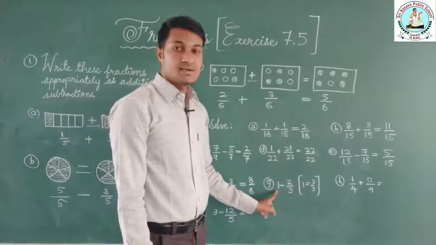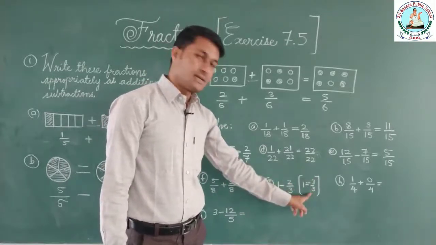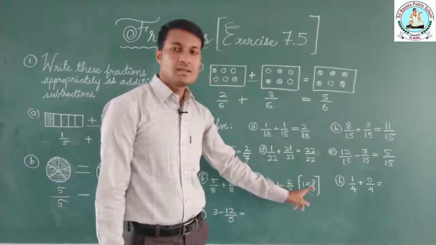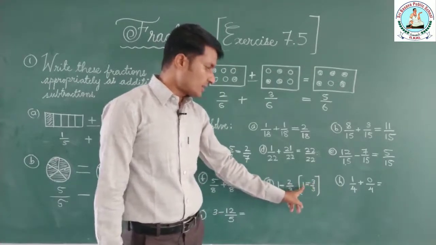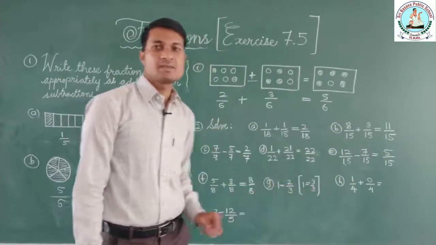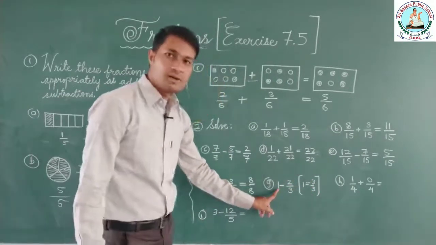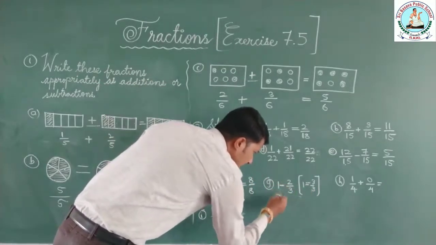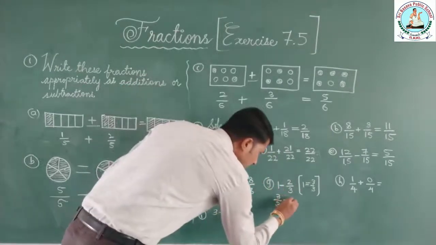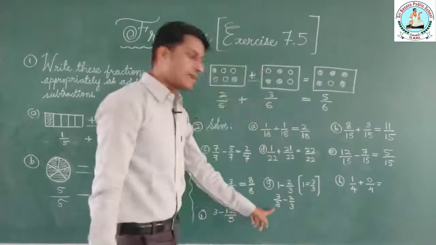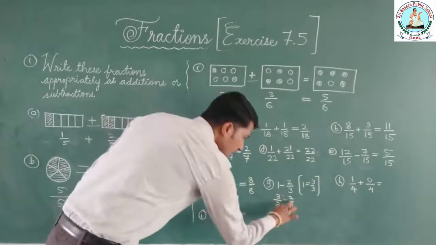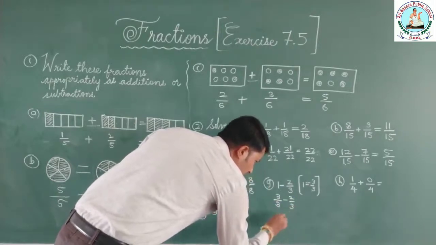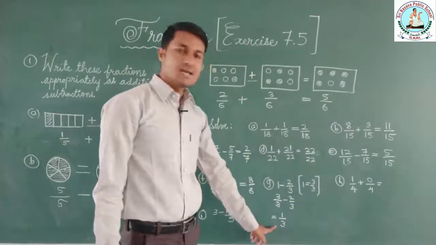So 1, as I said, can be written as 3 by 3. 3 by 3 means 1, because when a number is divided by the same number itself, the result will always be equal to 1. So in place of 1 you can write 3 by 3, or in place of 3 by 3 you can write 1. Right now they have given only 1 here, so in place of 1 you can write 3 by 3 so that you can easily subtract. So in place of 1 I have written 3 by 3 minus 2 by 3. Now it is subtraction of like fractions. So subtract the smaller numerator from the bigger numerator. 3 minus 2 will be 1 and write only one denominator as the common denominator. So 1 by 3 is the answer.